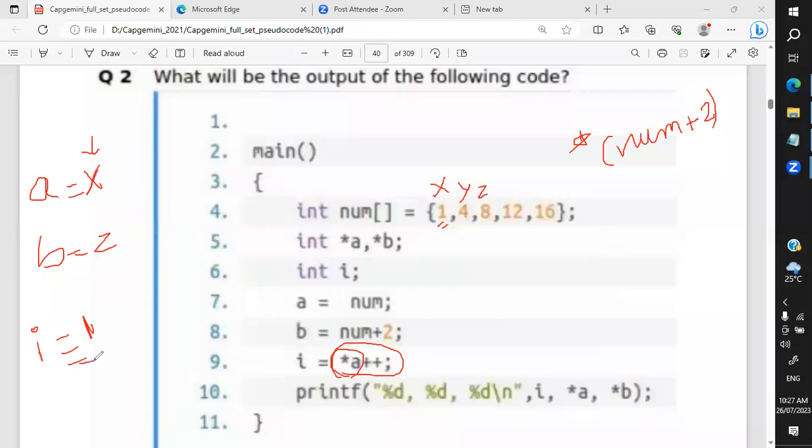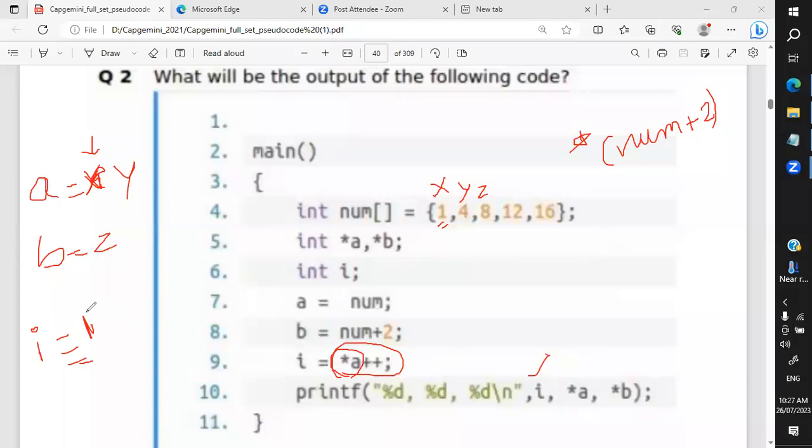But once this is done, the pointer will move ahead. Which one? A. A will move, A plus plus. Means A was storing X. After that, A will store Y's address, because of A plus plus. Star A is stored, then A plus plus, A value will get moved forward. Now, A will point to Y. Clear?